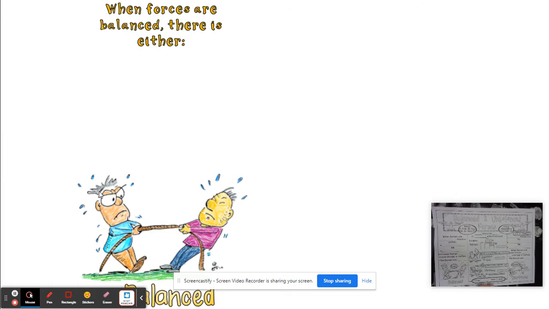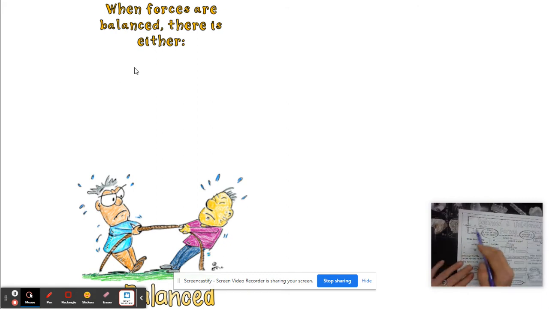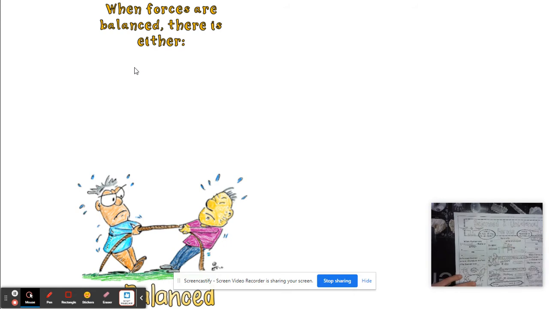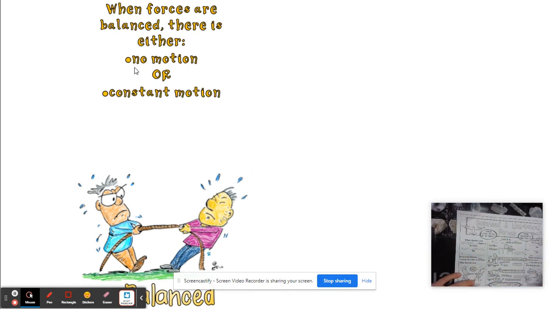All right, so now when forces are balanced, looking at your paper, you want to write balanced: there is either no motion or constant motion.